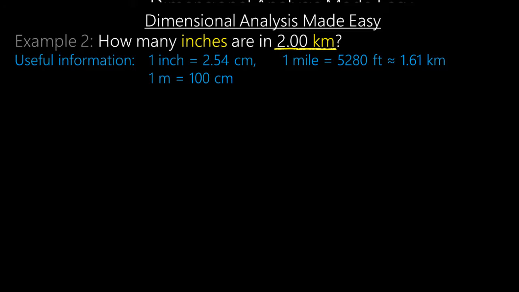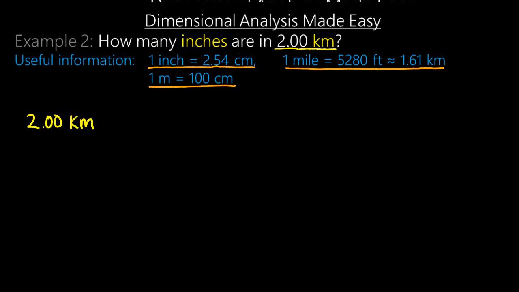But what will never change is the conversion factor. 1 inch will always be this many centimeters, 1 mile will always be this many feet and that many kilometers, and 1 meter will always be this many centimeters. So a conversion factor is not something that you know per se. It is something to help you get what you know to where you're going. We have 2.00 kilometers.